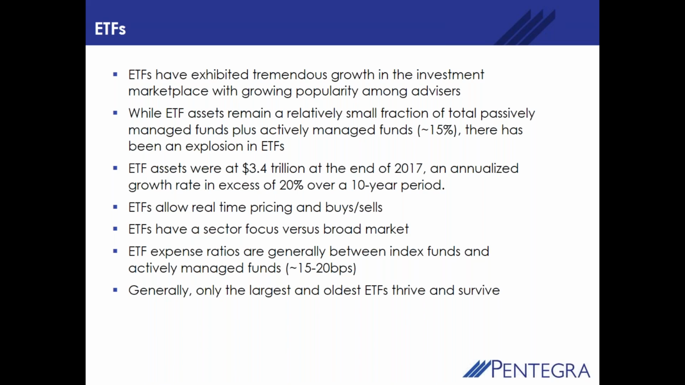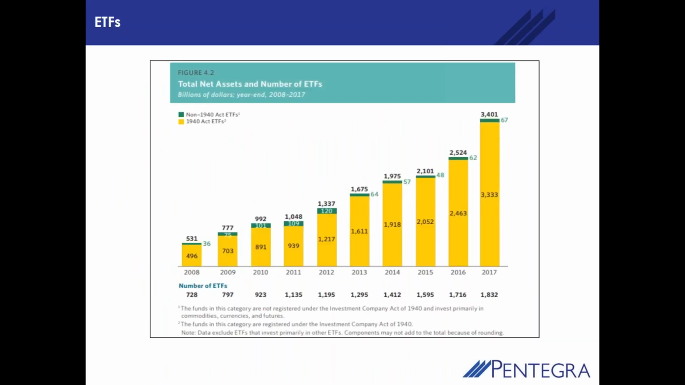Again, we have a lot of ETFs out there, but in terms of really a long-term track record, so far it's really been the oldest and largest that have thrived and survived, such as the Vanguards and the Fidelities. Okay, and then just to show the graph, net assets, the number of ETFs, you see how it's grown from 531 billion to 3.4 trillion at the end of 2017.